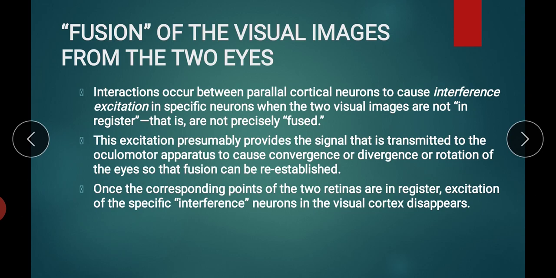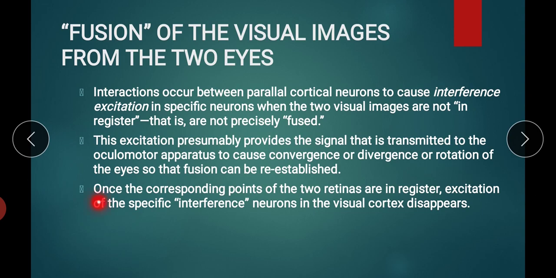Because the images are not on corresponding points, they are not properly fused in the visual cortex, so a feedback signal is sent from the occipital cortex back to the oculomotor apparatus. It means the cranial nerve nuclei situated in the brainstem tell whether convergence or divergence is needed, or some rotational movement of the eye is needed, to make the image fall on the corresponding point of the retina.